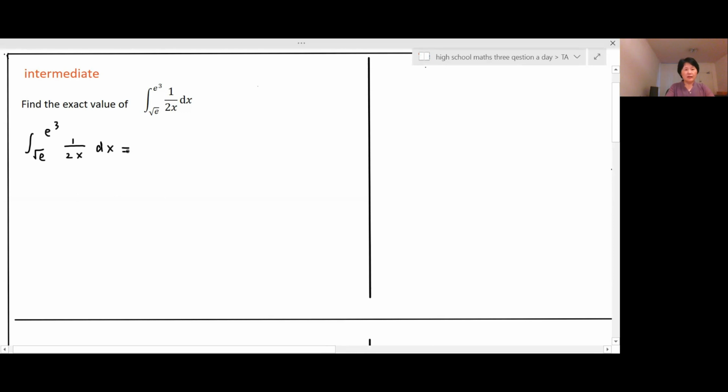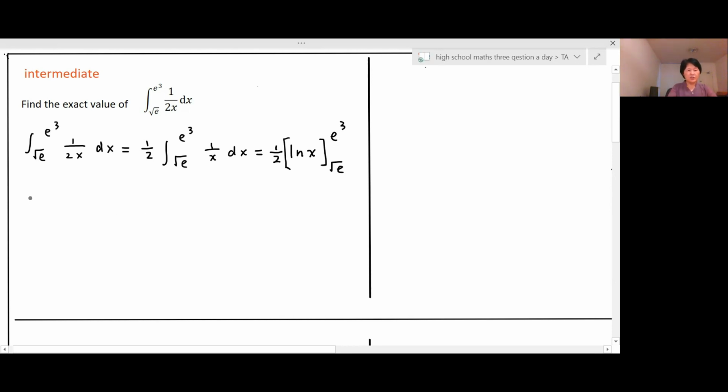Okay, first step, I just move the half, since it is a constant number outside. Then equal to half still here. Then integration of 1 on x will give you log x. The limits are square root e, and e power 3.